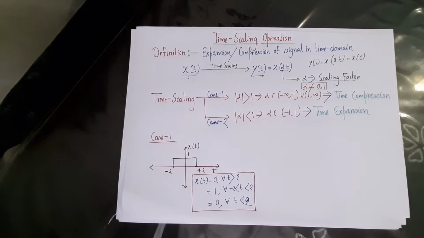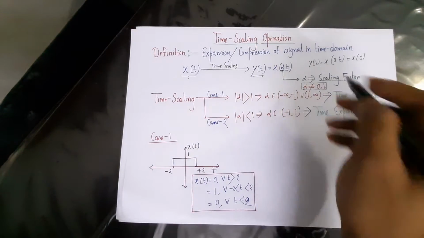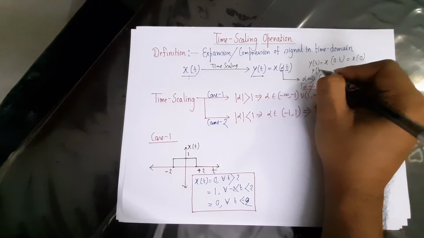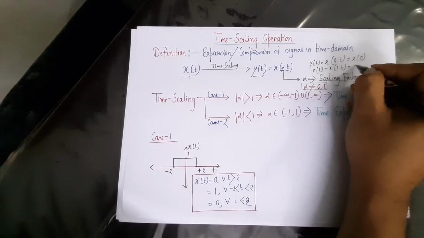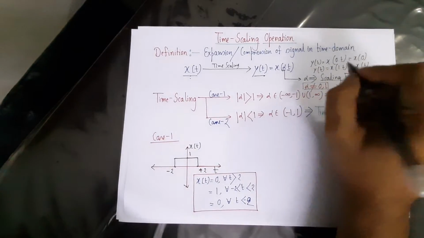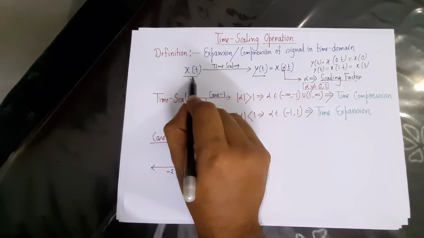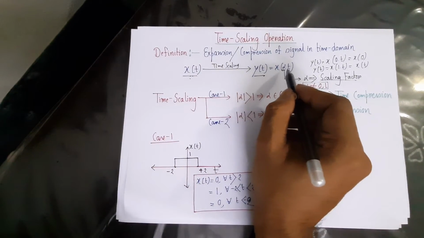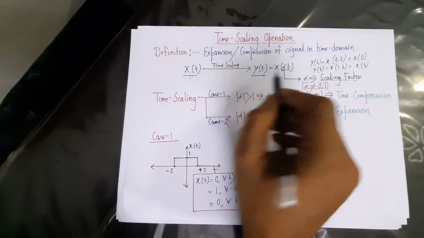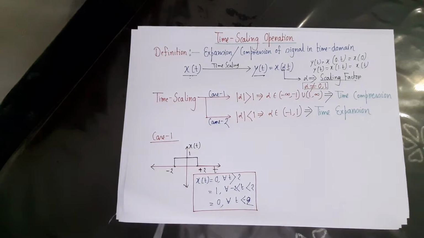Now let us understand why alpha cannot be 1. If you put 1 in place of alpha, we will have y of t is equal to x of 1 into t, that is x of t. So if you compare the original signal x of t and the signal we obtain after time scaling for scaling factor 1, which will also be equal to x of t, we see that no change is occurring on the signal. So when the scaling factor has the value 1, there is no real significance.